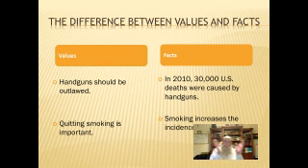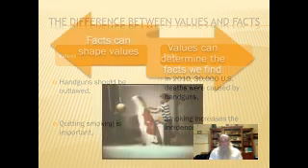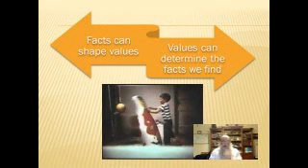Now, this happens in this give and take between facts and values. They work together on a regular basis. For instance, we know that facts can shape the values. I just showed you that, right? Now, what about the values determining what facts we're going to look for?